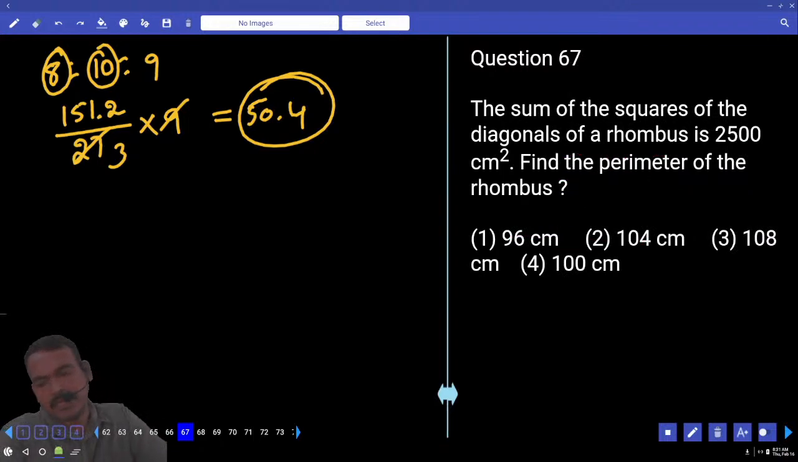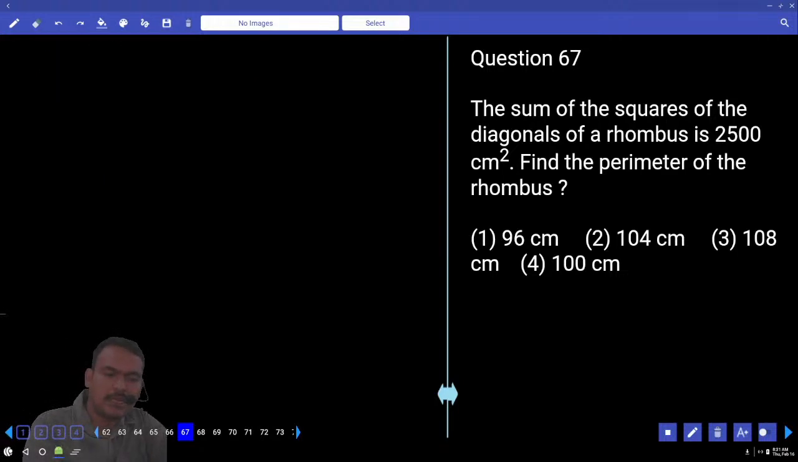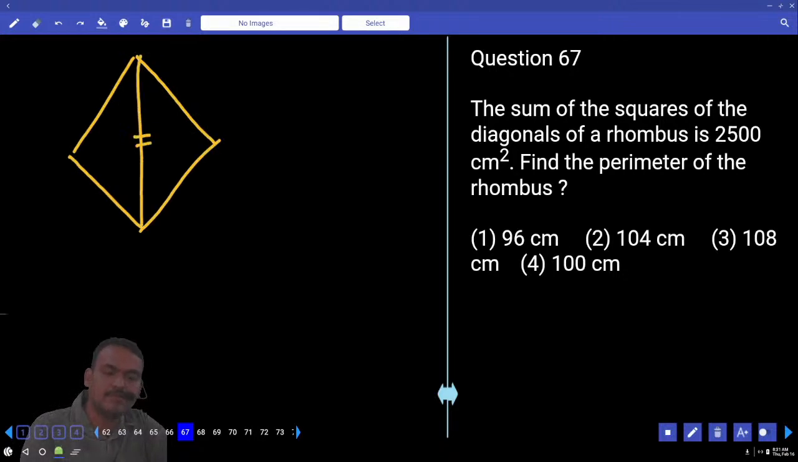Next, question number 67. The sum of the squares of the diagonals of a rhombus is 2500 centimeter square. Find the perimeter of the rhombus. Okay. In a rhombus, are all 4 sides equal or different? Equal. Okay. And this is diagonal 1, so only this portion is d1 by 2, or not? What is the second diagonal? d2 by 2. Only this portion is d2 by 2, or not?